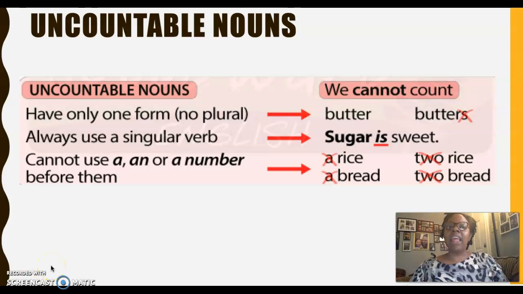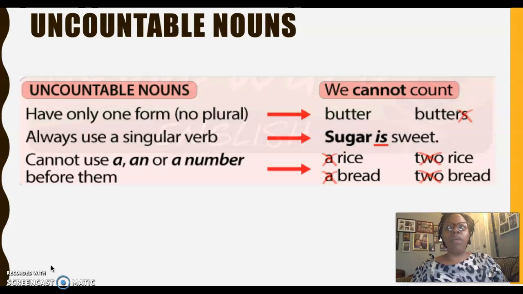An uncountable noun is something you cannot count. Now, anytime you see the prefix un, it just means the opposite. It means not or non. So it's something we cannot count. An uncountable noun only has one form, and that's the singular. It does not have any plurals.